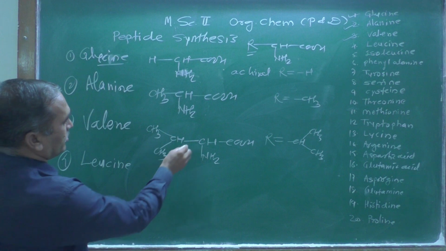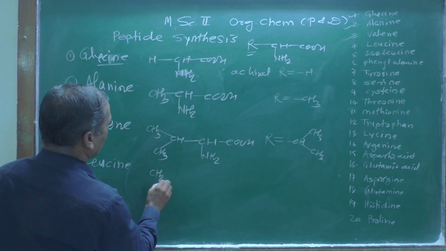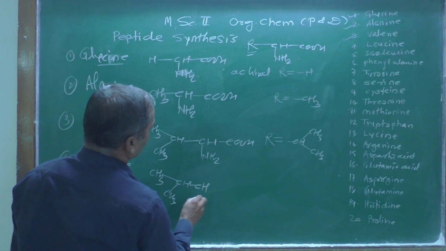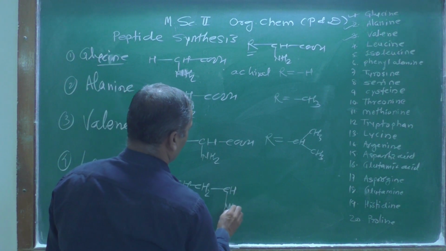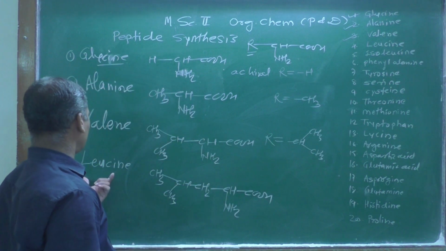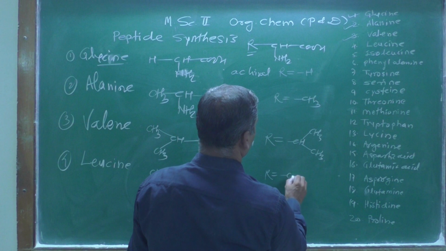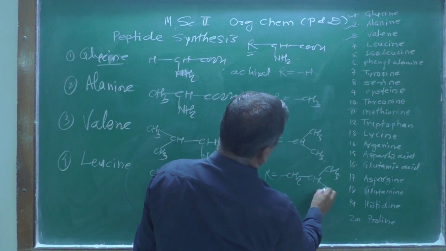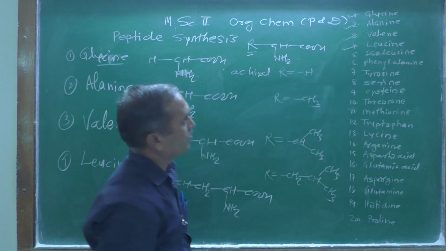Leucine: here you just insert the CH2 group, then CH, CH3. We inserted the CH2 group and the rest remains as it is. NH2, COOH is known as leucine, where R is taken as CH2, then CH, this methyl group and this methyl group. We have seen the structure of leucine.